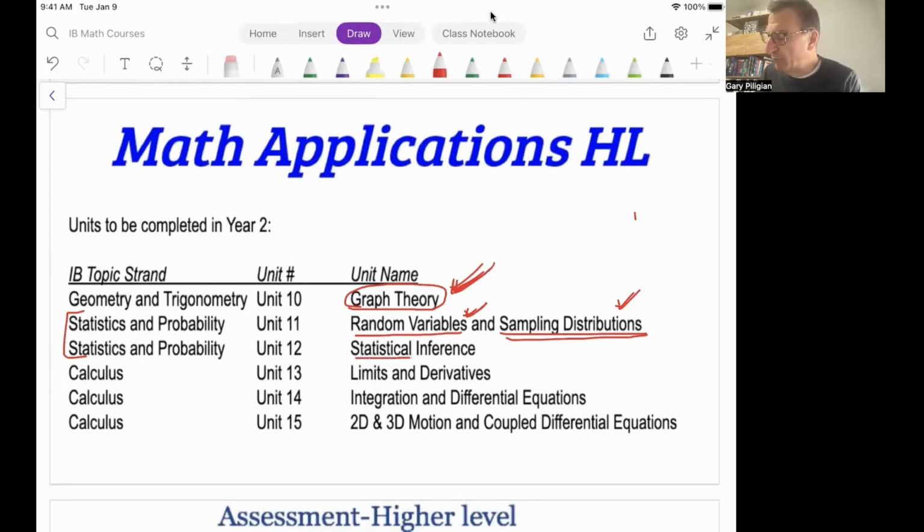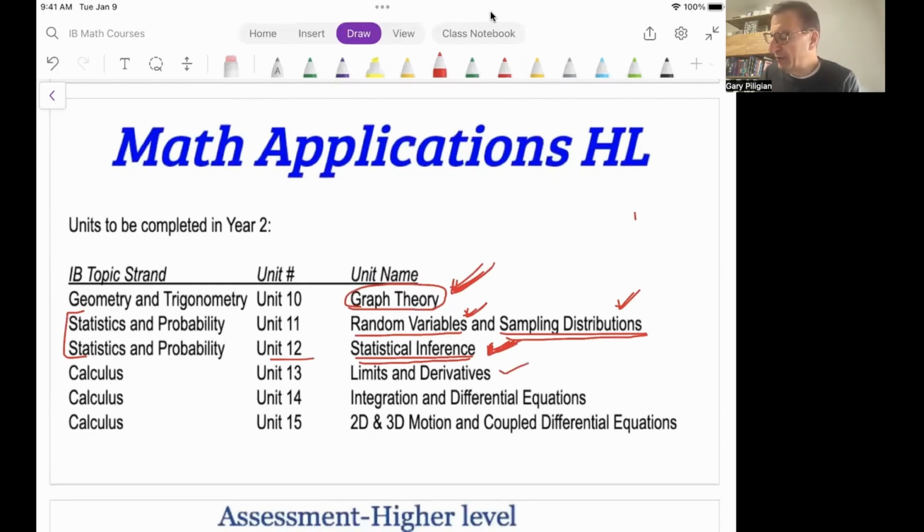Unit 12 has a ton of content in there, and that's inferential statistics. And that is a major part of this course, and it's kind of what makes it applications. And then we'll finish the year. That'll take you through about December or so, and we'll finish the year by going through the calculus strand.